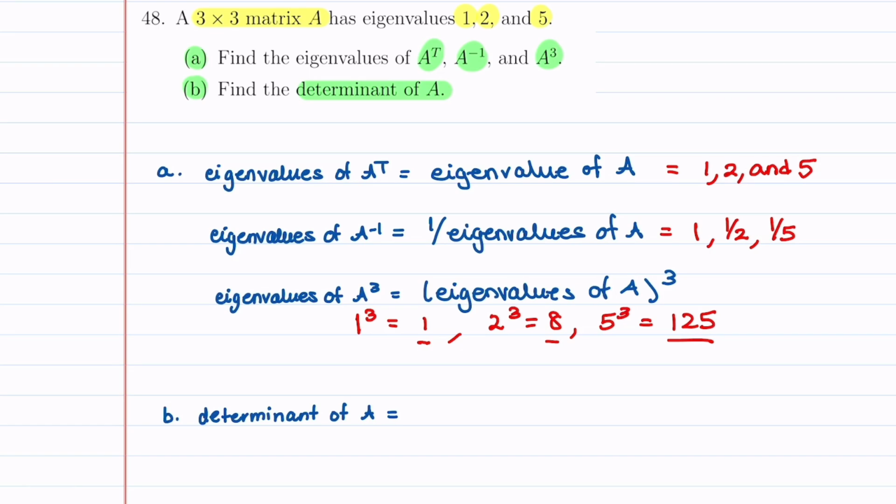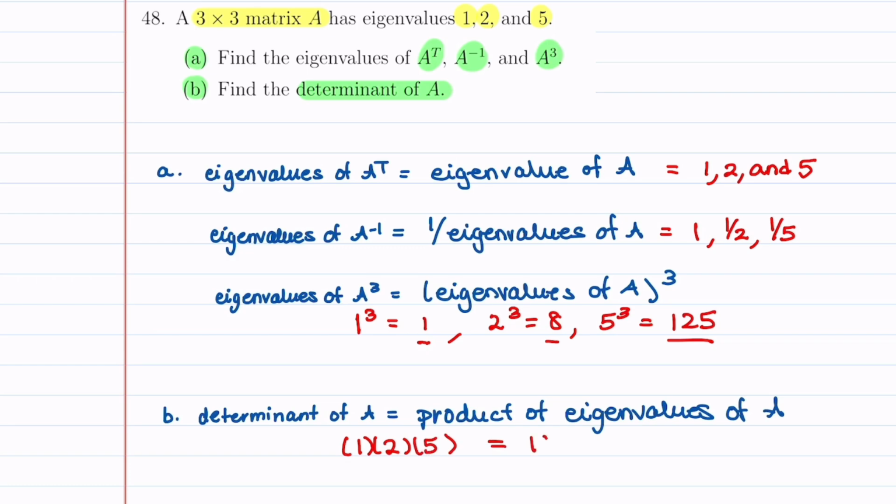Now let's find part B. We want to find the determinant of matrix A. So the determinant of a matrix is the product of the eigenvalues of the matrix. So our answer is going to be, we're going to multiply our eigenvalues 1, 2, and 5, and we're going to get 10. So the determinant of our matrix is equal to 10.